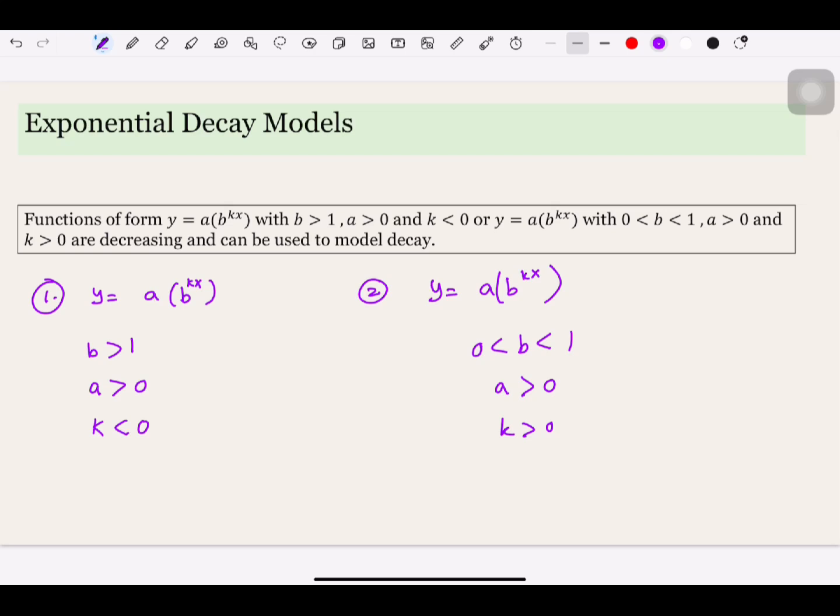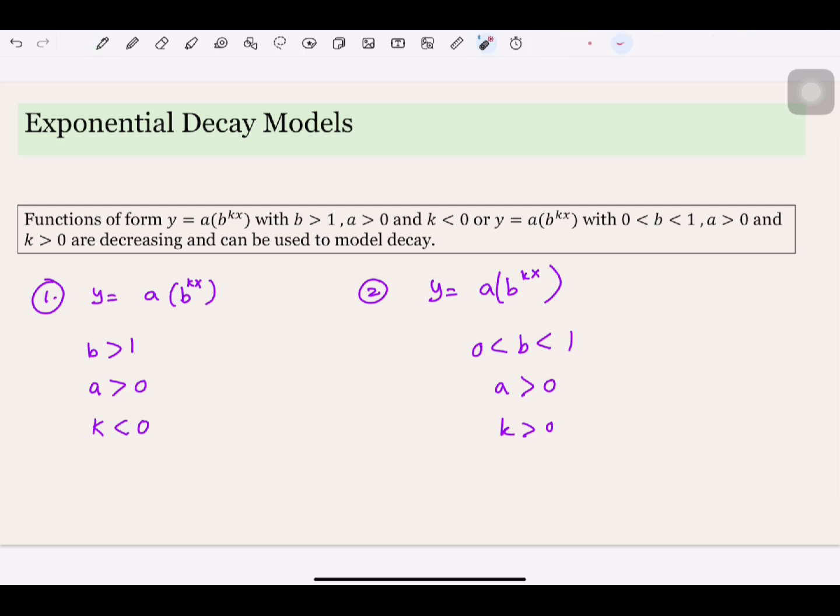So let's talk about exponential decay, the opposite of exponential growth. Okay, so what is exponential decay? Exponential decay happens when the value decreases over time, and we model it using exponential functions that are decreasing. There are two main forms that represent decay.